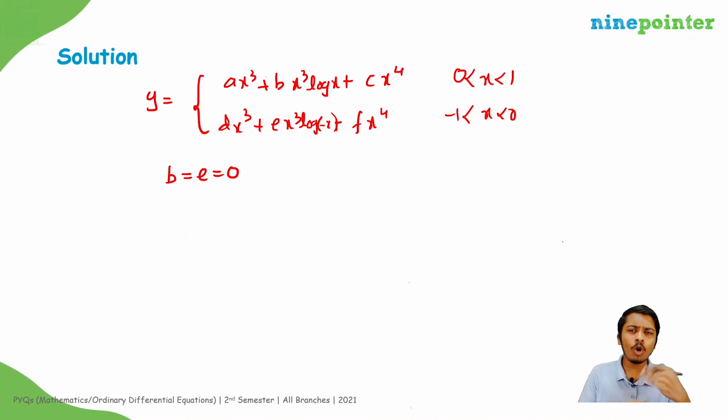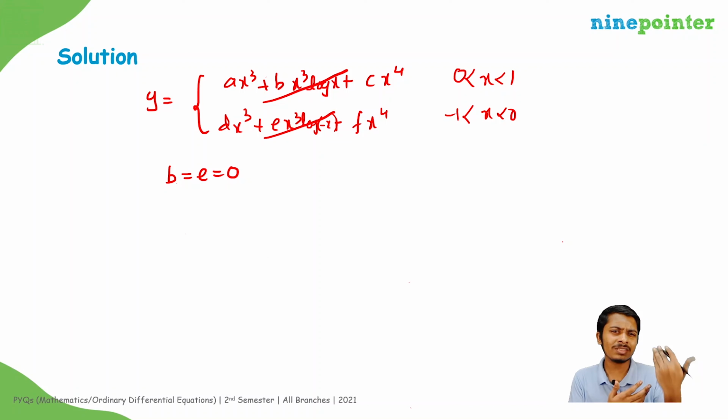Now, are there any more conditions? If this is thrice differentiable, since I have put b and e to be 0, I don't have to consider these two terms. Now this has to be thrice differentiable. This is a polynomial, I can differentiate it very nicely, so I can even start putting equality here. But are there any further conditions for the derivative to be equal?